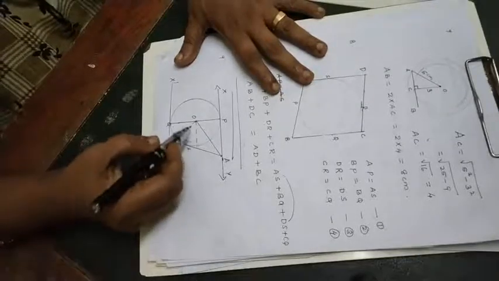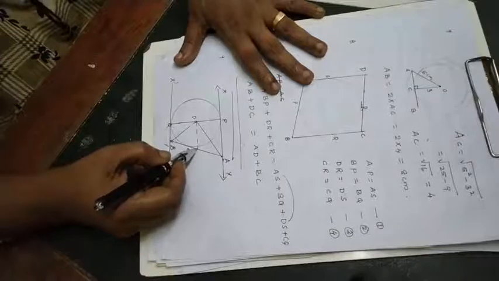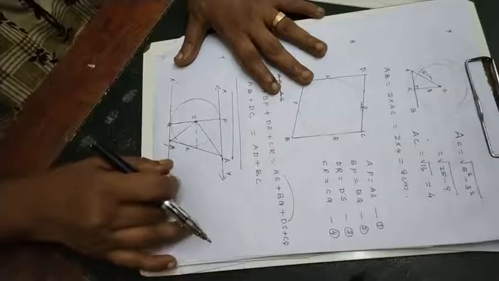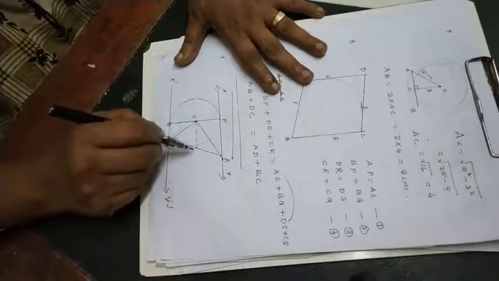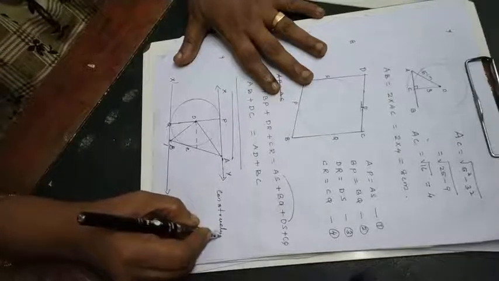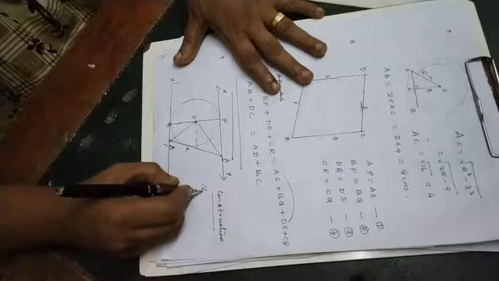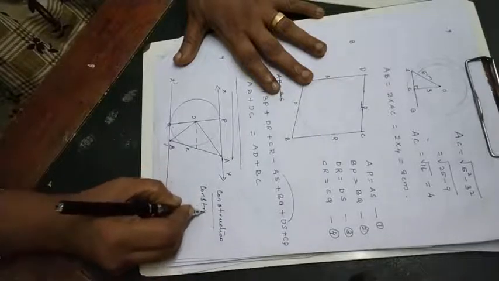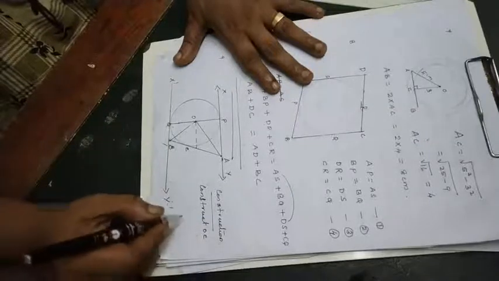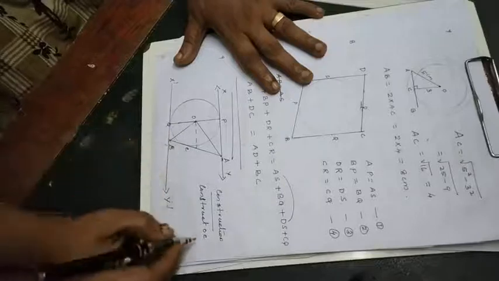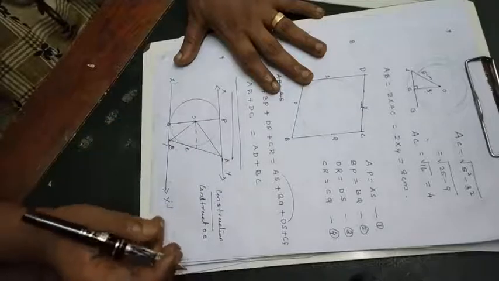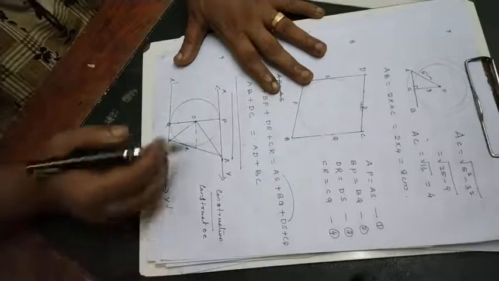Okay. First, you have to construct OC. Join O to C. The rest of the figure is given in the textbook. Only one construction you have to do. So construct OC. Okay. Now when you are constructing OC, that OC will be perpendicular to AB.